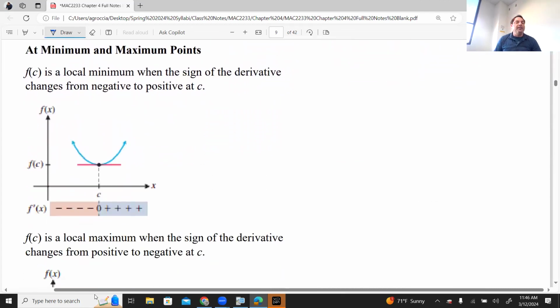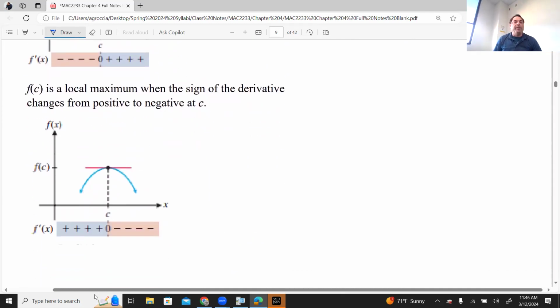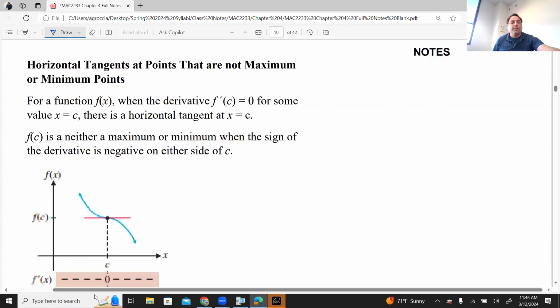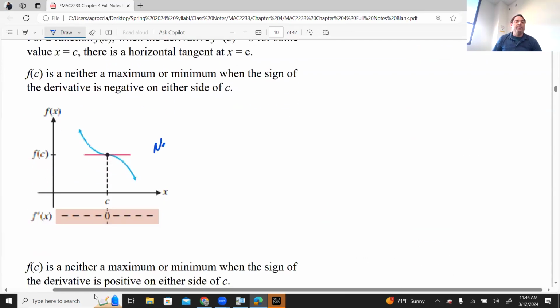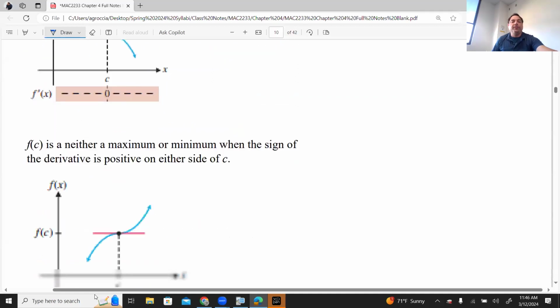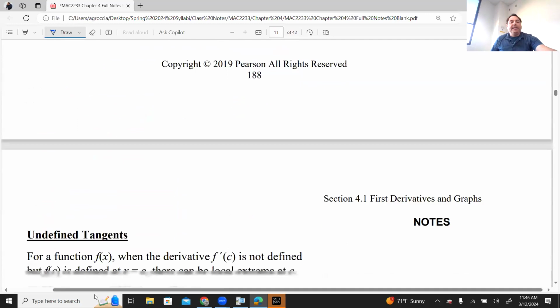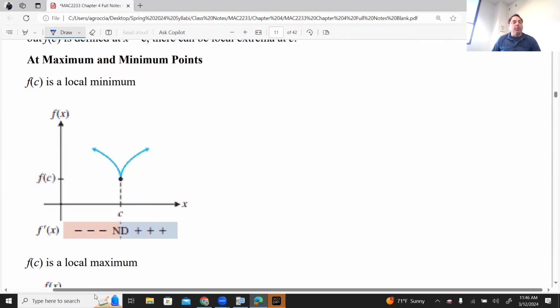Okay? So again, that would be a local min, just to give you some pictures. That would be a local max. Again, just giving you some pictures of what it looks like. That would be neither, because it goes down and goes down. That would be neither, because it goes up and goes up.